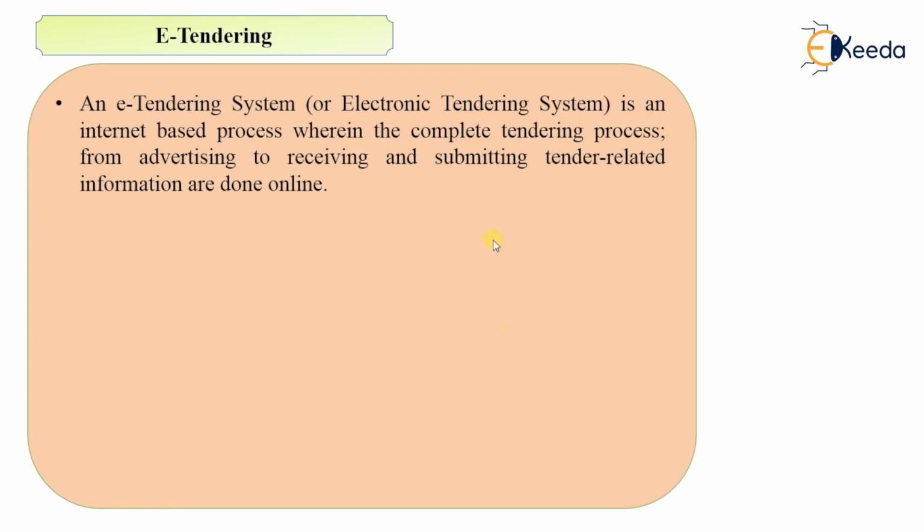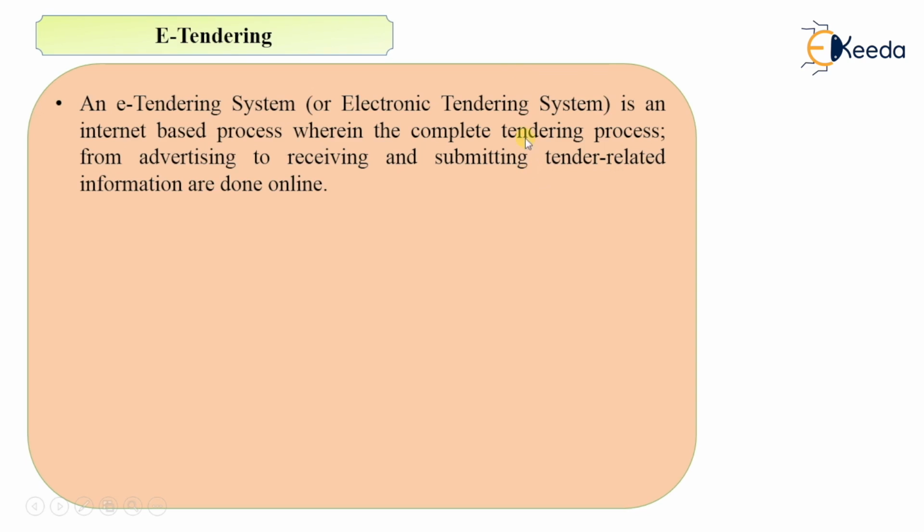See, an e-tendering system or electronic tendering system. E stands for electronic. It is an internet based process wherein the complete tendering process, from advertising to receiving and submitting the tender related information, is done online. It is a very simple definition. Electronic tendering system or e-tendering system, it is an internet based process.